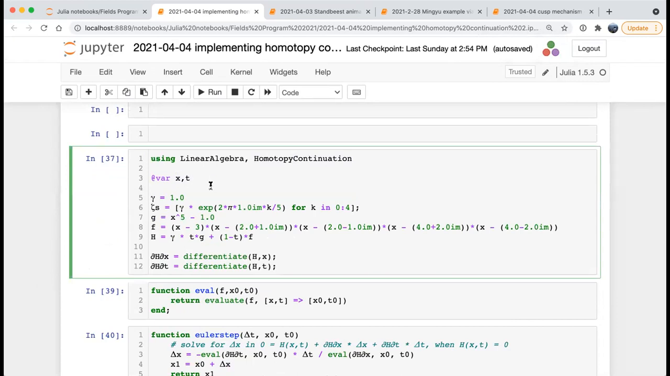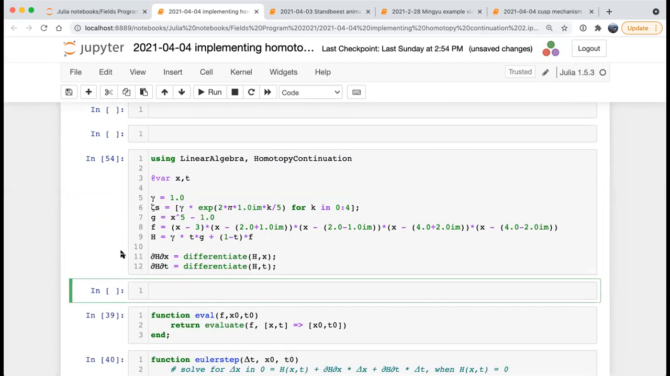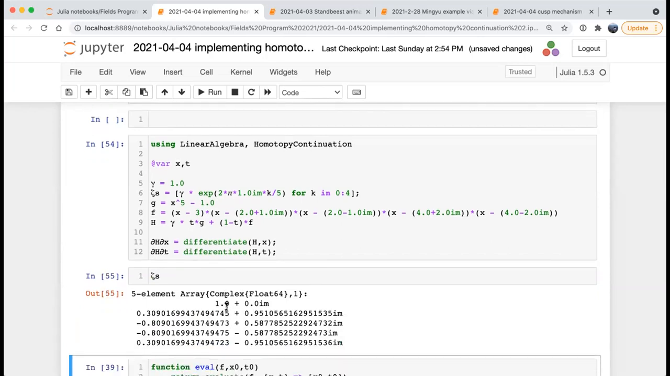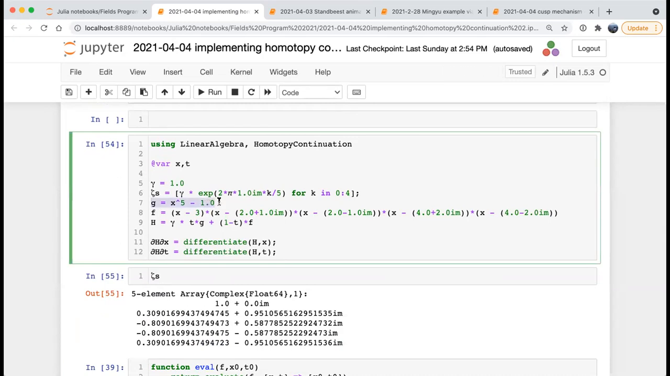So this first cell here, what did it do? Well, first let's look at the zetas. These are our start solutions, if you can see them. Here are the 5 points on that unit circle. So these zetas are going to be our 5 initial values, and we're going to track each of these initial values through time until it becomes an endpoint. Here's G. G is our start system.